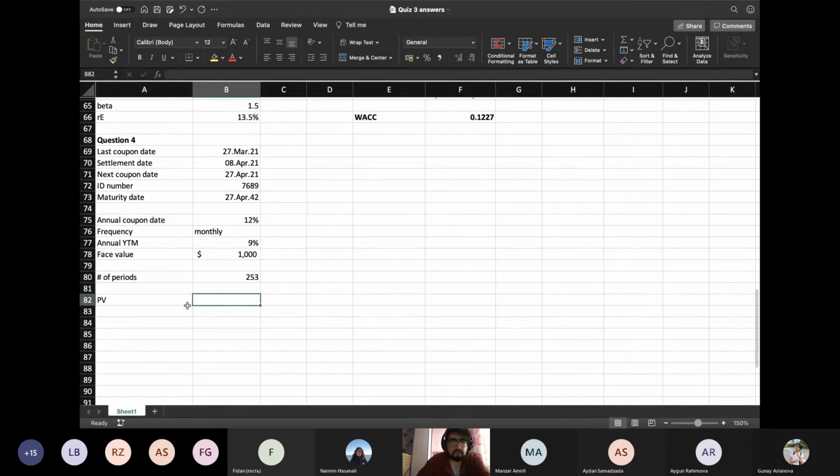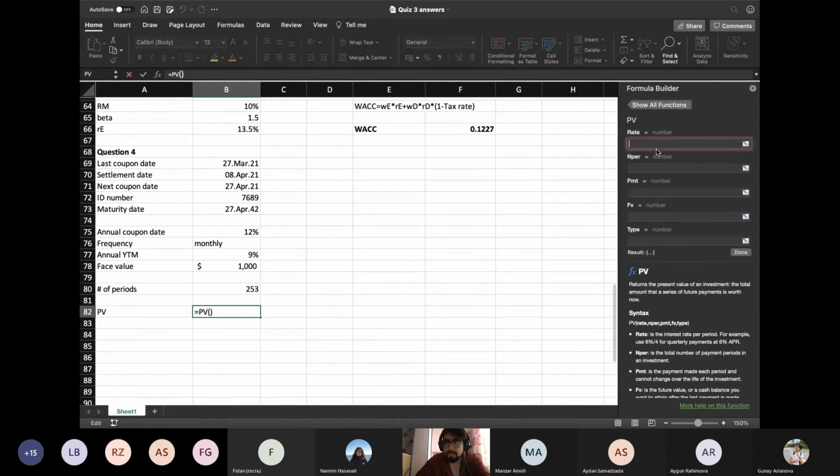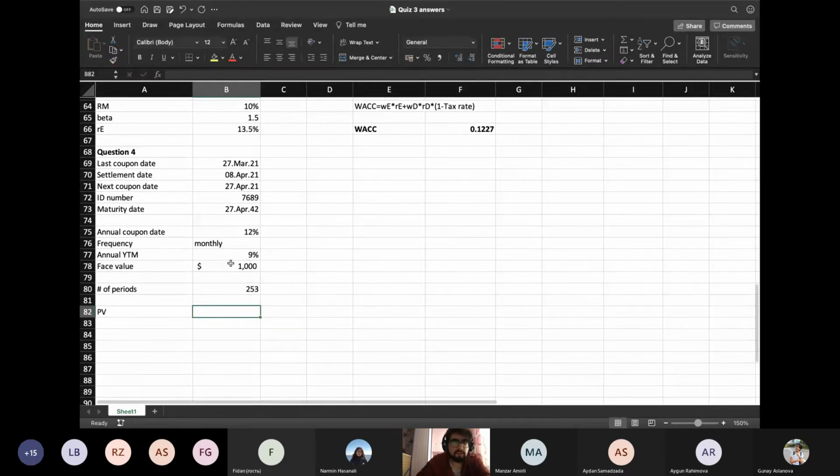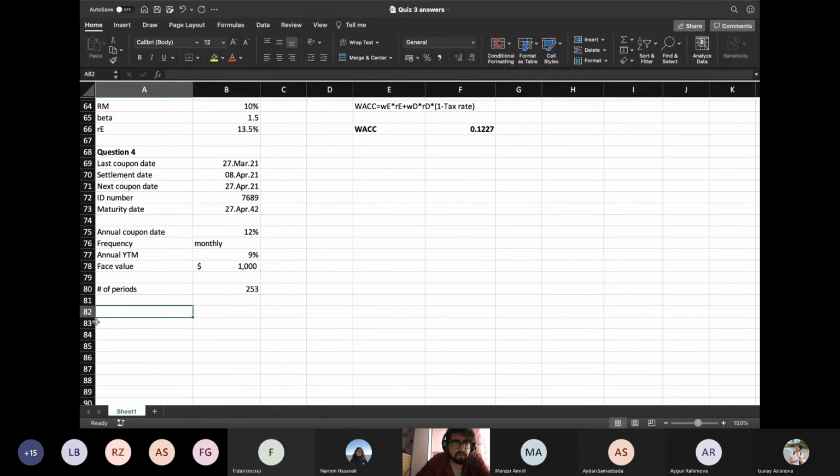So we can find present value of the bond using PV formula. Rate is also, let's convert the annual coupon rate to monthly coupon payment rate. I mistakenly wrote date, it is rate.